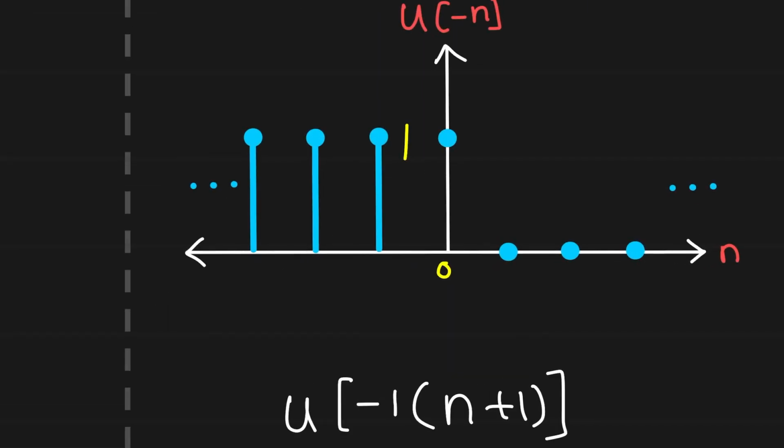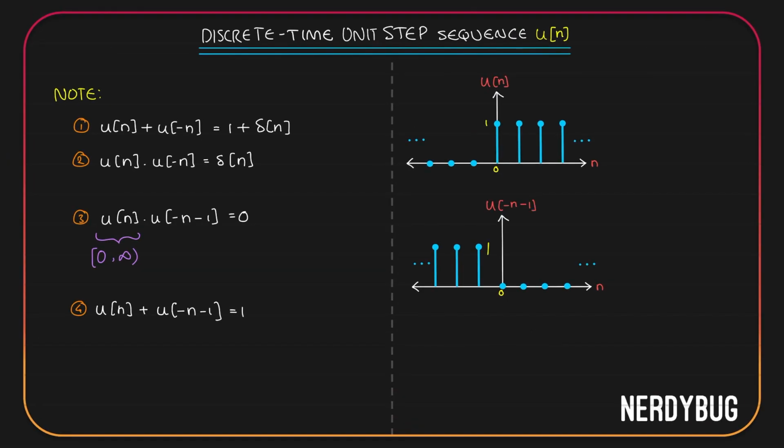Let's remove this, make it 0. And this is now u of minus n minus 1. Now if we multiply them, we have 0 until minus 1. We have 1 here, so we'll get 0. From 0 we have 0 here. From 0 we have 1 here. When multiplied, we'll get 0. So yes, u of n multiplied with u of minus n minus 1 is equal to 0.